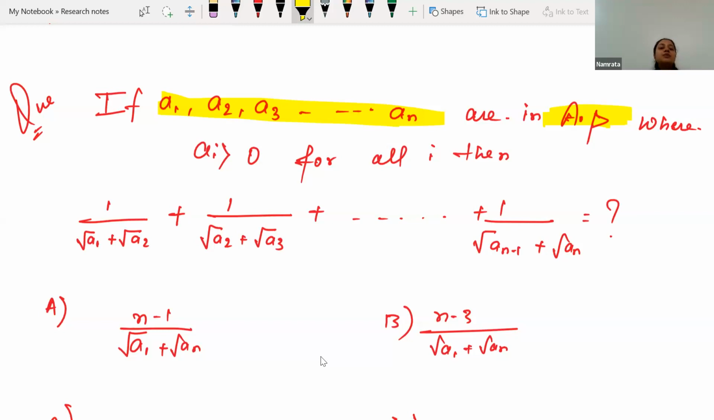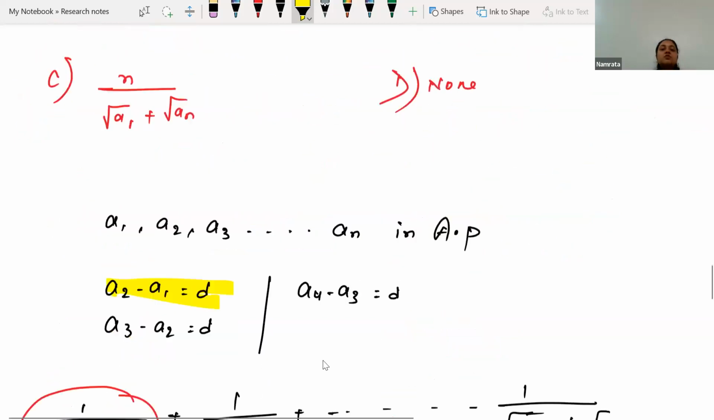Now we have done the rationalization and we ended up getting the total summation as minus 1 by D in bracket, root a1 minus root an, because all the other terms just cancelled out each other. Now, according to the options, we searched which option will be the correct option. Accordingly, we have done a few customizations. That's it. Clear? Yes, ma'am. Let's move ahead.